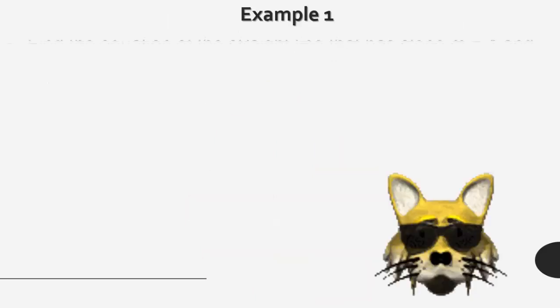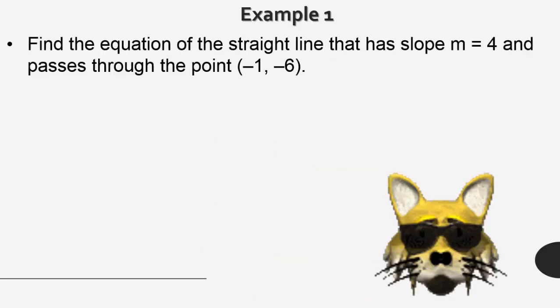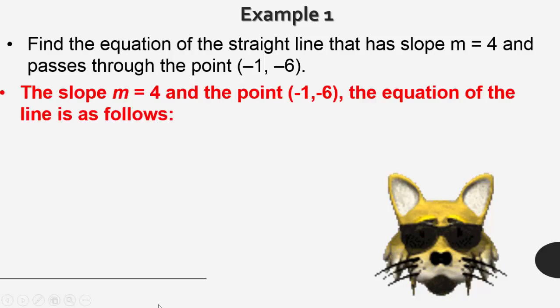In example 1, we find the equation of a straight line that has a slope m equals 4 and passes through the point (-1, -6). If this looks familiar, yes, it is, because now, instead of using the slope-intercept form to solve this, we're going to use the point-slope form. We're given that the slope is equal to 4 and the point is (-1, -6). The equation of the line is as follows: y minus y1 is equal to m times (x minus x1) in point-slope form.